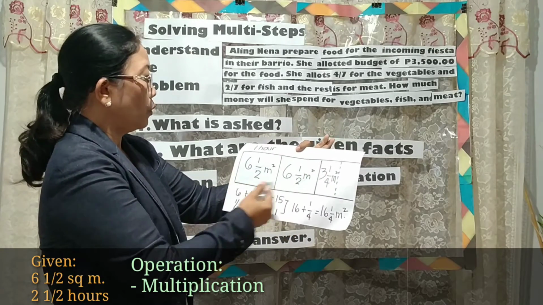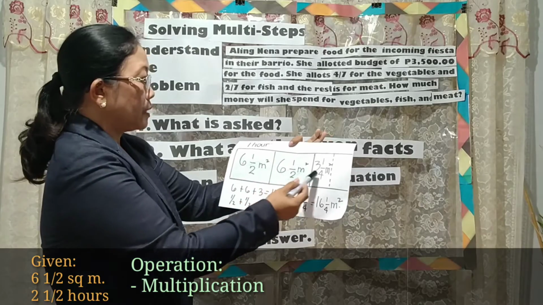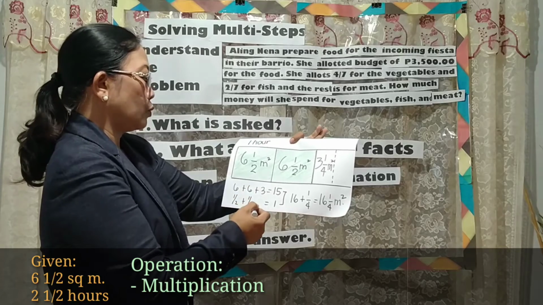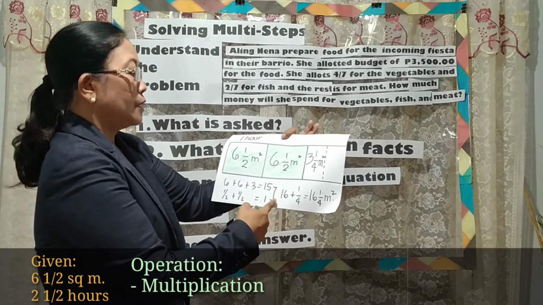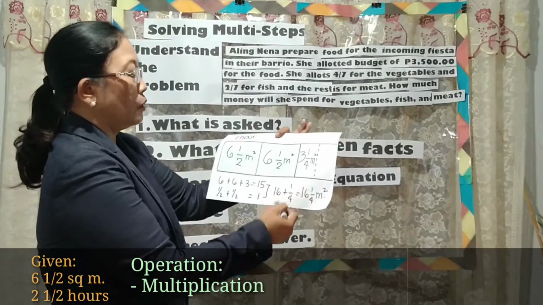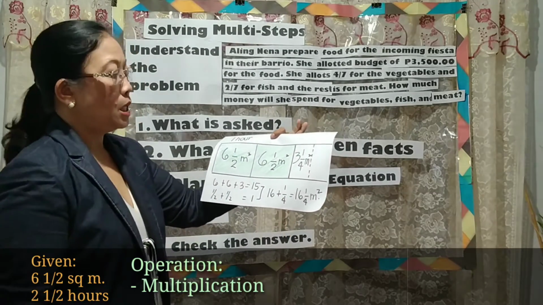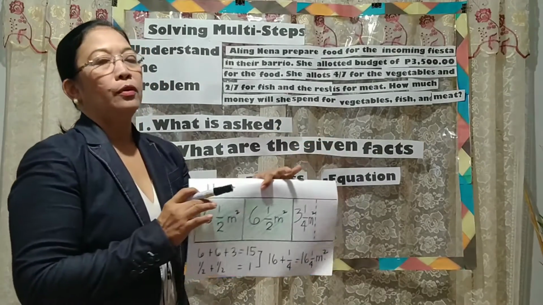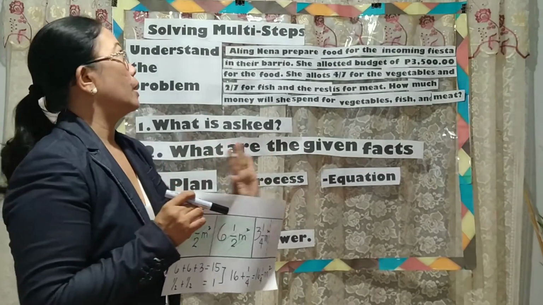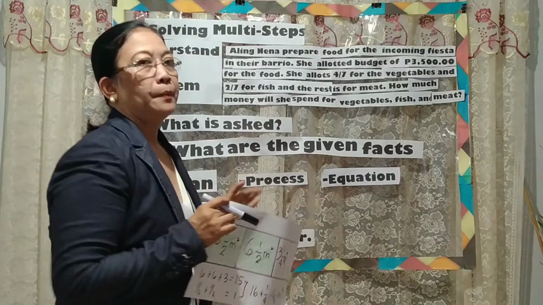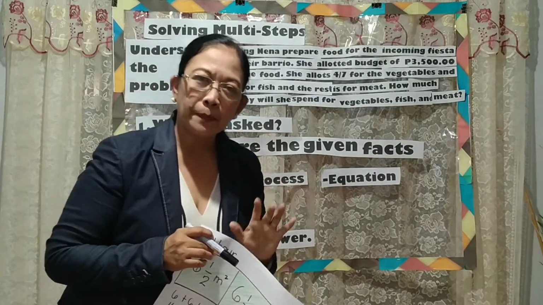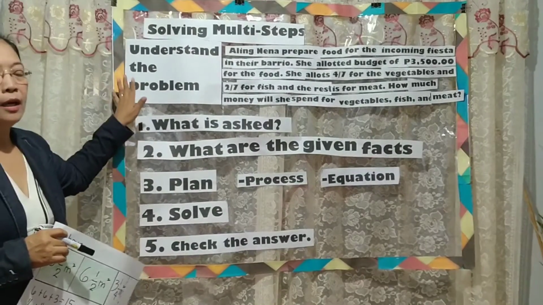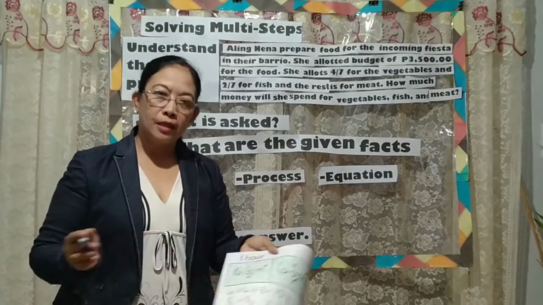So then you are going to add the whole numbers. 6 plus 6 plus the 3 will give 15. And then you add the 1/2. 1/2 plus 1/2 is equals to 1. So you already have 16 square meters. And then the 1/4, it will give you 16 and 1/4 square meters. This is how you are going to make a model in solving a multi-step word problem. So, ang tandaan nyo lang palagi, the first thing you're going to do is to understand the given problem. And that's it.